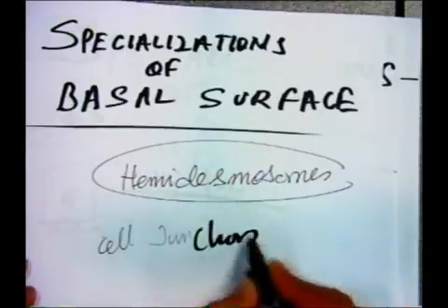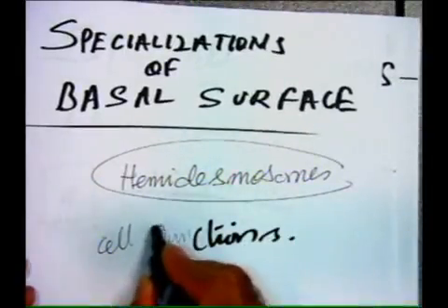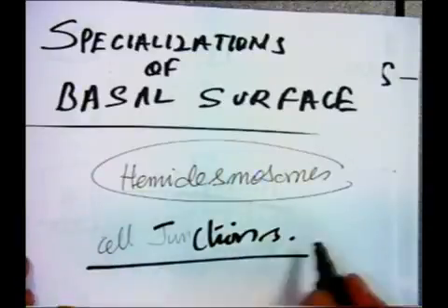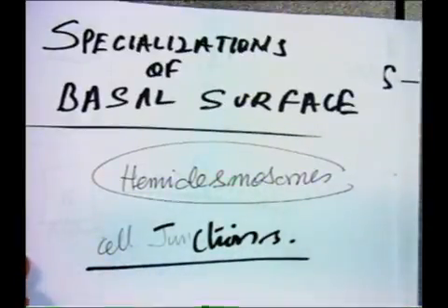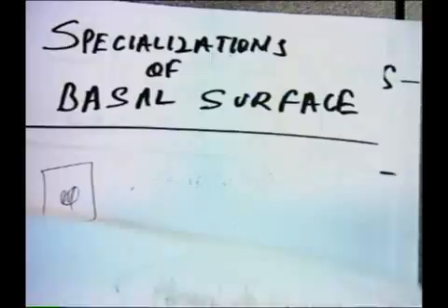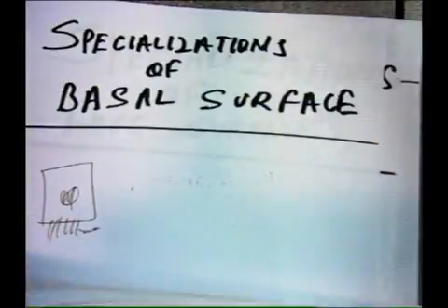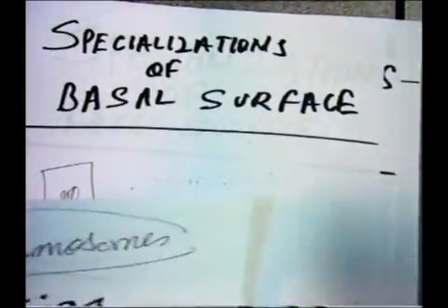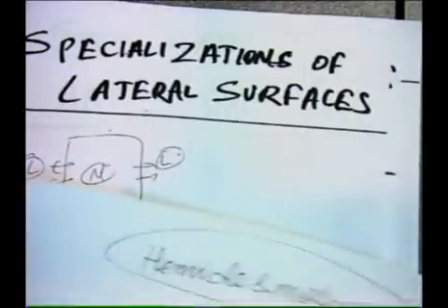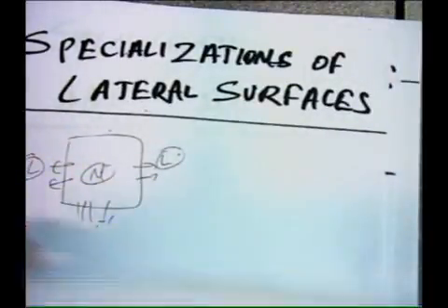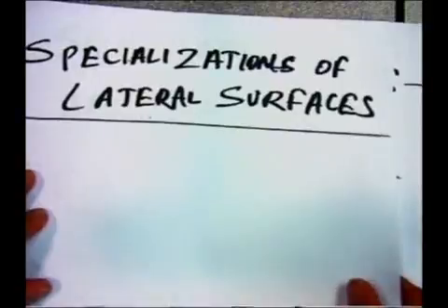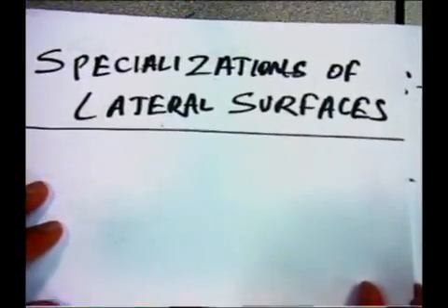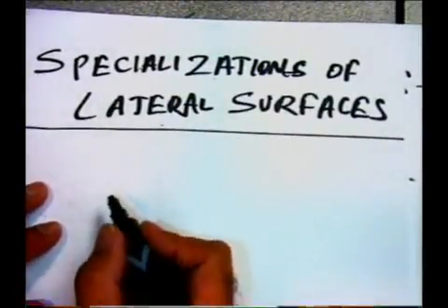Cell junctions. The proteins, there's a basal surface attached to it. And the next one, lateral surface modifications. Okay, the lateral surface. What is the lateral surface for this particular stratified squamous?